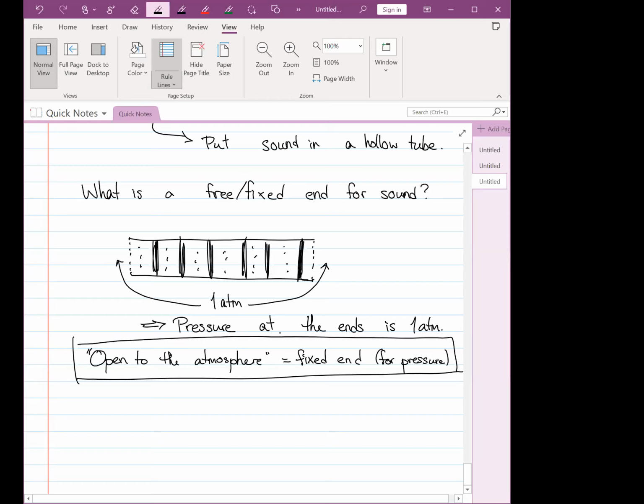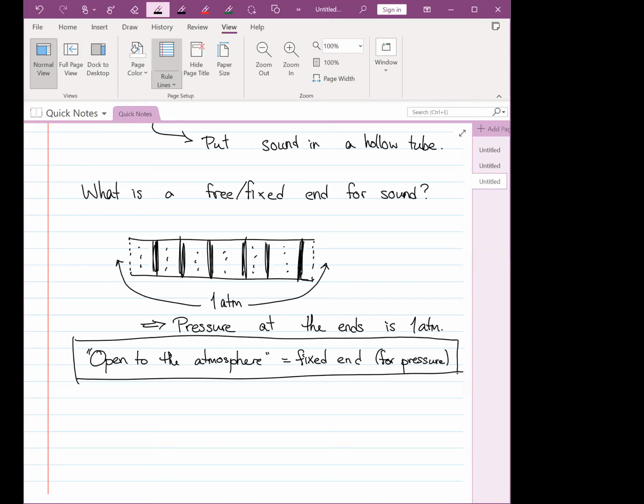Now, you might say, why would there be a reflection off of an open tube to begin with? Because remember, standing waves have to form as a result of reflections off of either end of the cavity. So how would there be reflection there at all? Wouldn't the sound just leave?